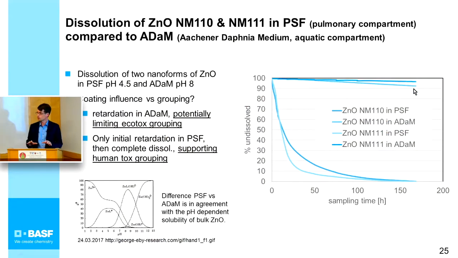So groups are not universal. They depend on the perspective. If you want to group for ecotox effects, that might be different groups than grouping for human tox effects.